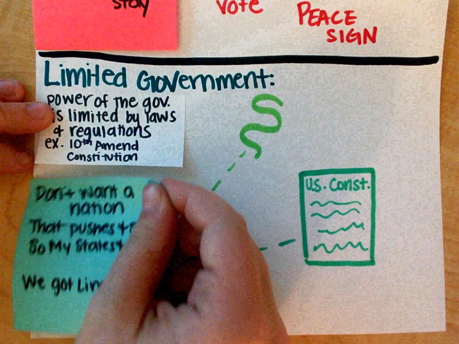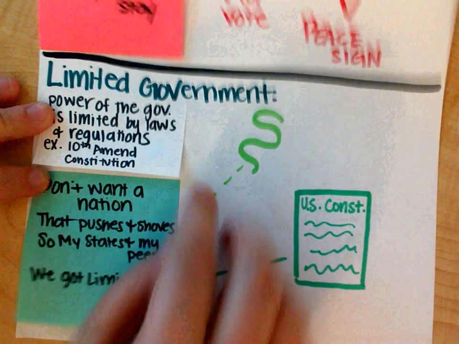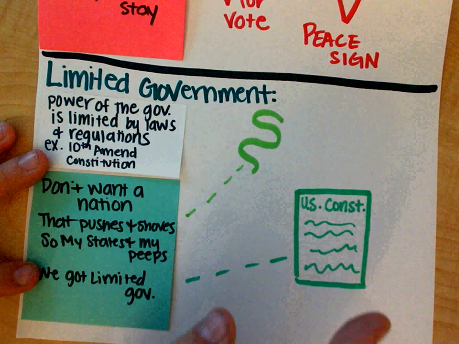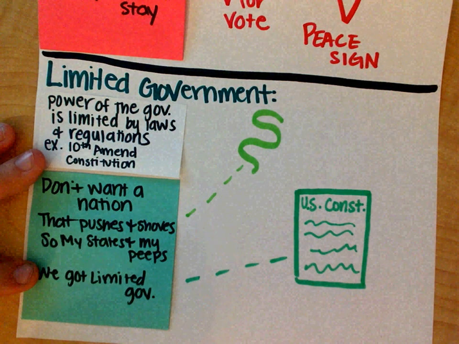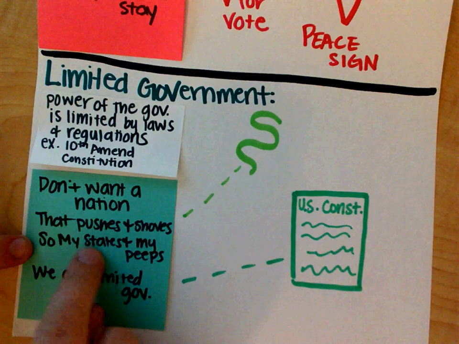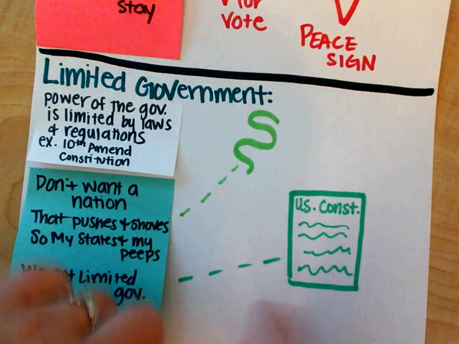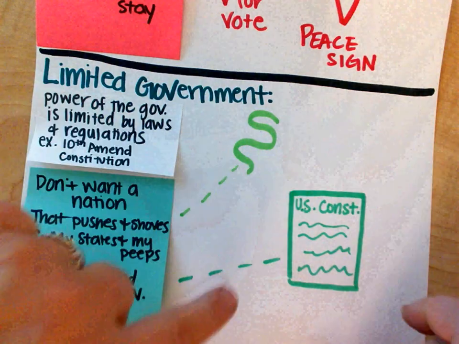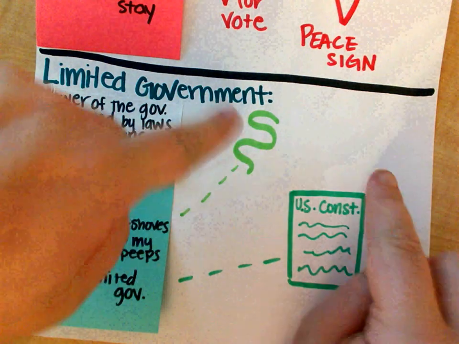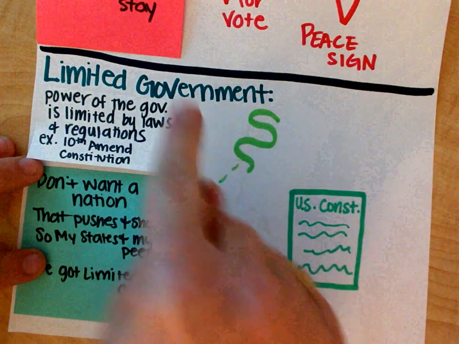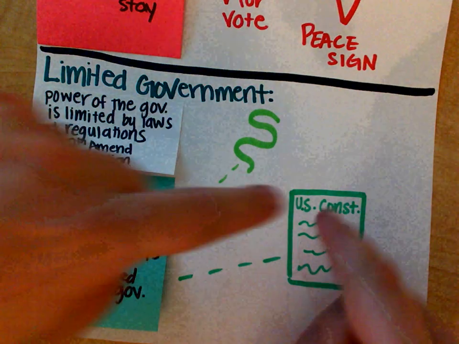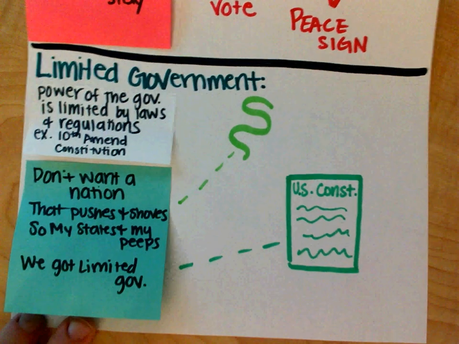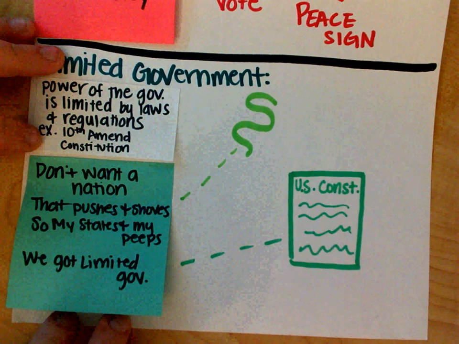Your rap for this one was, we don't want a nation, and you did the S with your finger, the snake finger, that pushes and shoves, so my states and my peeps, we've got limited gov. And we made a frame with my hands, because the Constitution is the framework of government. So that's limited government. Our example is the 10th Amendment and the Constitution.